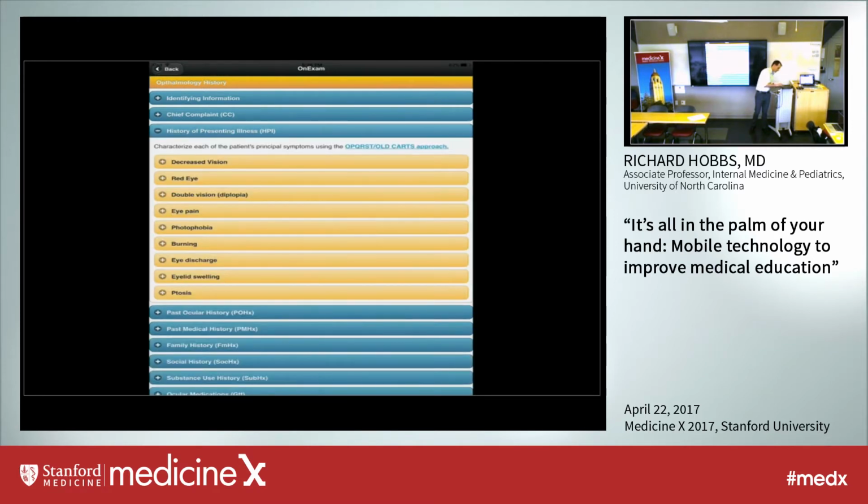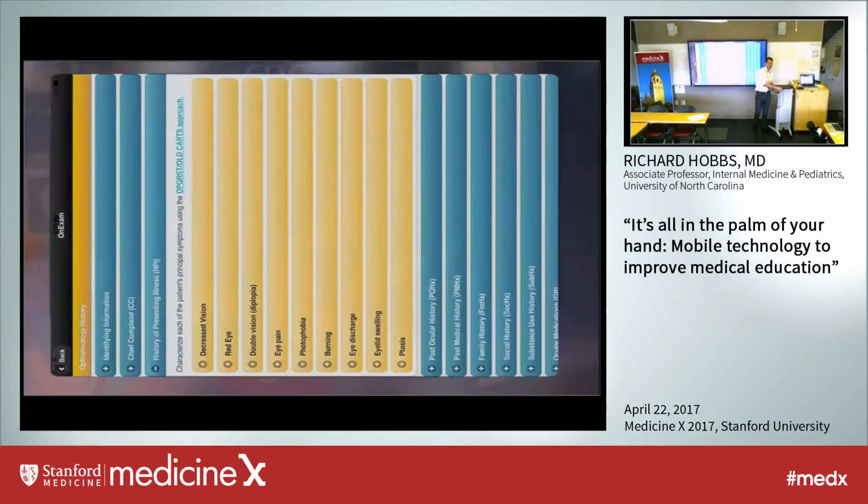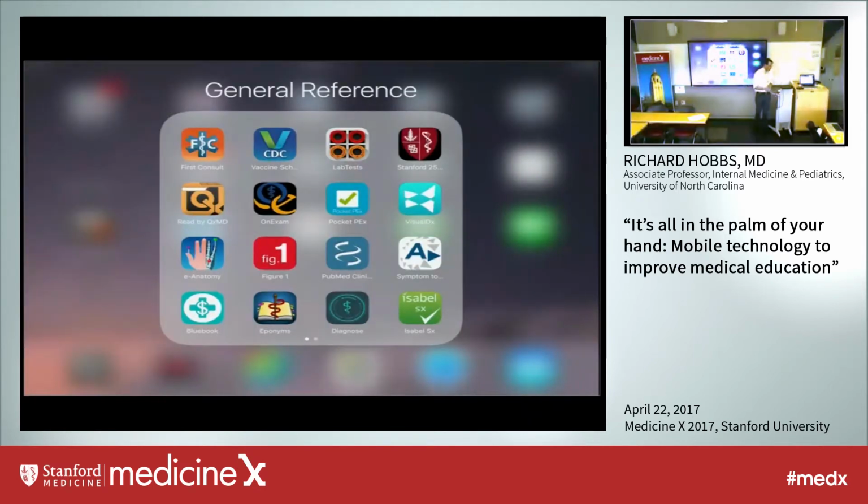Ooh, okay. You need to remember to think about those sorts of things. All right, so here's my HPI, decreased vision, red eye, all the sorts of things that they need to ask. So we'll help guide them through physical exams. So again, everything I'm showing you so far is free, if I haven't said it already.